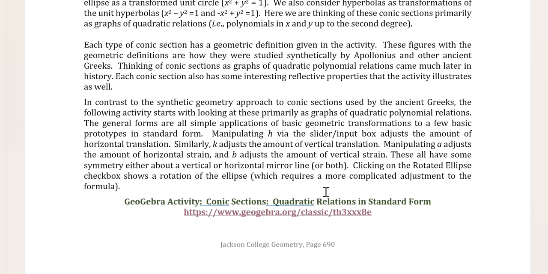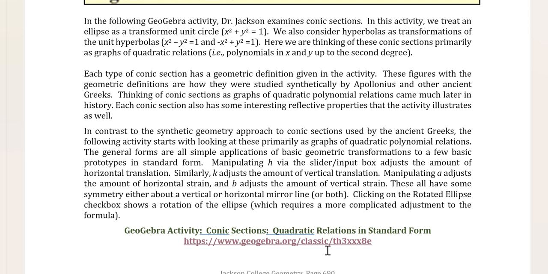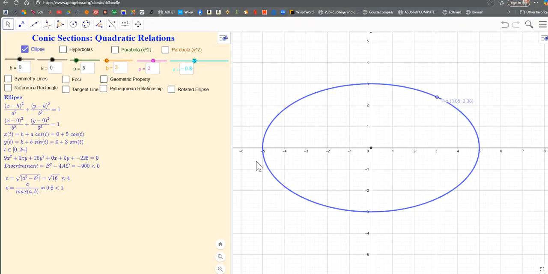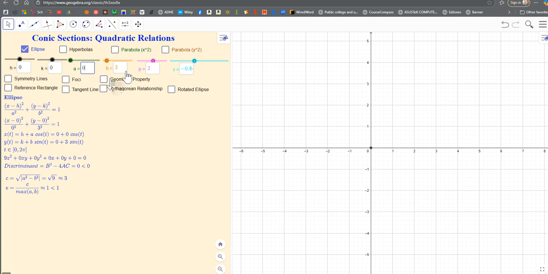So now I also have another GeoGebra activity, and this was one I created. And in this one, well, I'm just going to pull it up and show it to you. I have it here. We talk about the various different conic sections. So I'm going to start by setting A to be 0 and B to be 0.